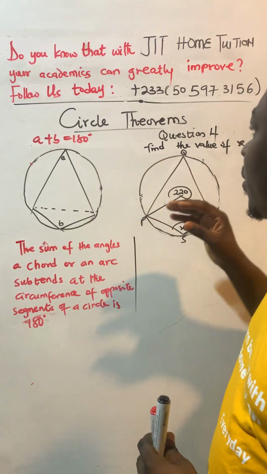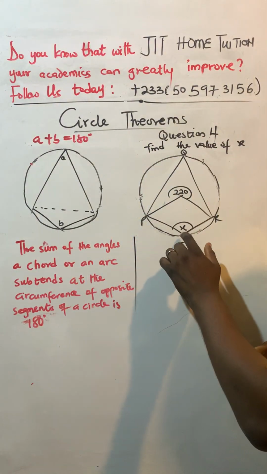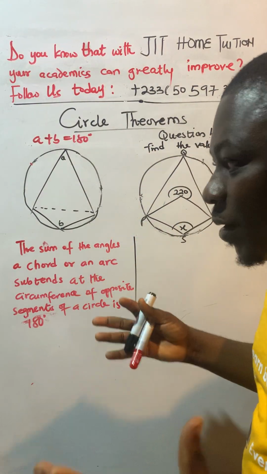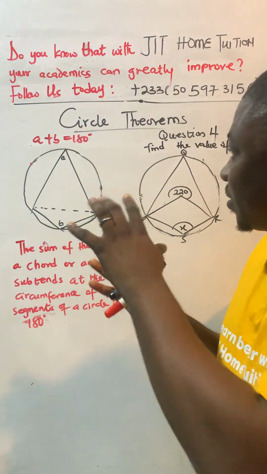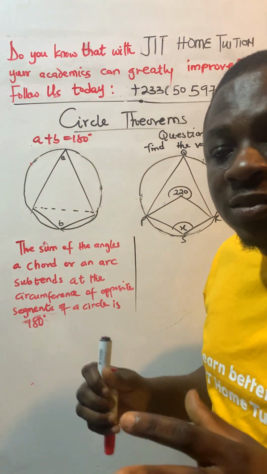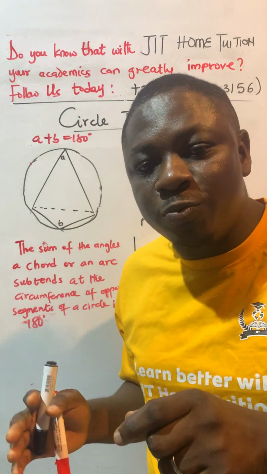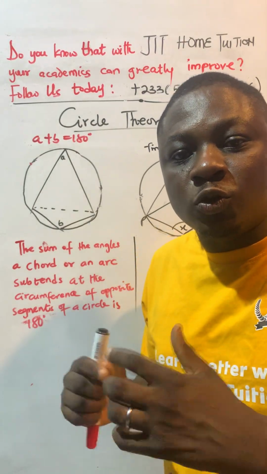All right. Now, the question is saying that find the value of x. This is x. How do you go about solving it? Usually, whenever you come across a question like this, especially with circle theorem, one of the things that you need to ask yourself is which of the theorems do I need to actually solve this question?